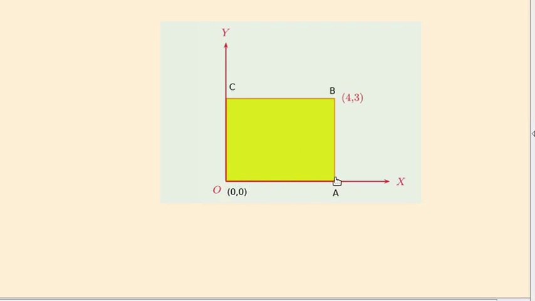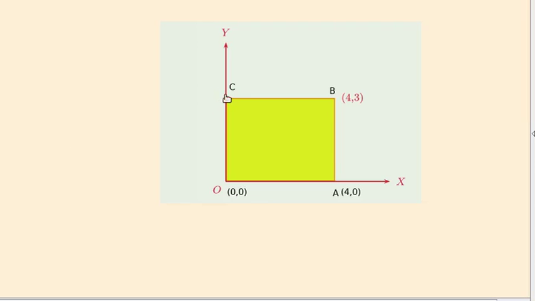This 4, 3 means first 4 units along the x-axis and 3 units along the y-axis. This is 4 units. The length of this rectangle is 4 units, and the breadth is 3 units. Therefore we can write the coordinates of A easily. A is a point on the x-axis. Therefore its y coordinate is 0 and its x coordinate is this distance. Therefore it becomes 4, 0.